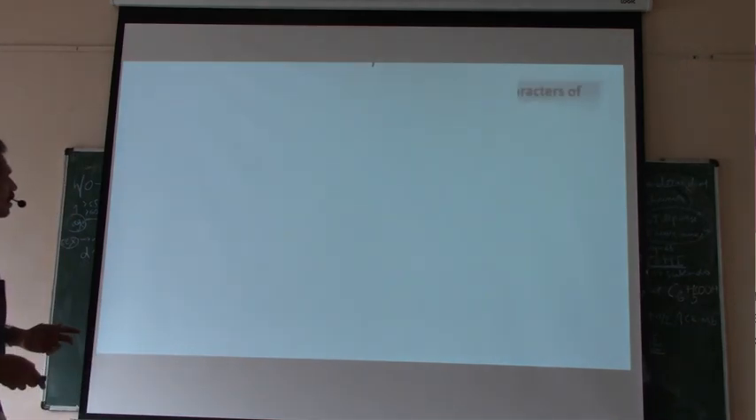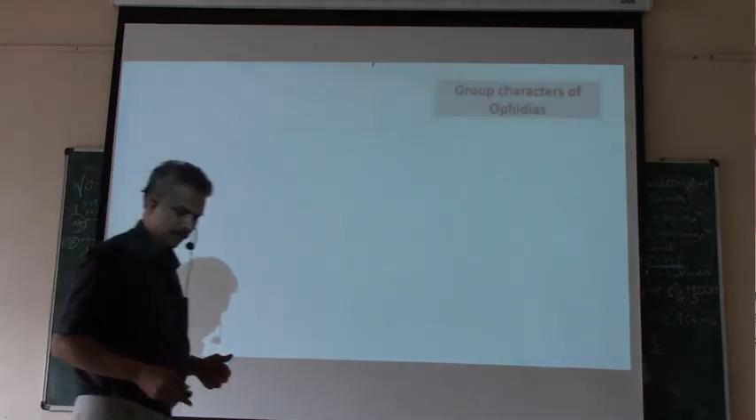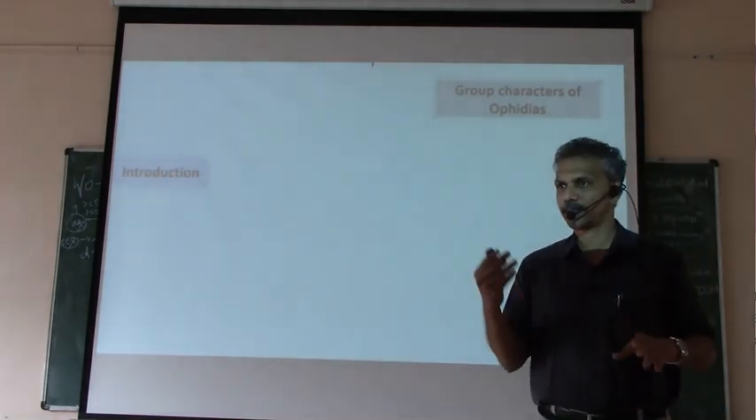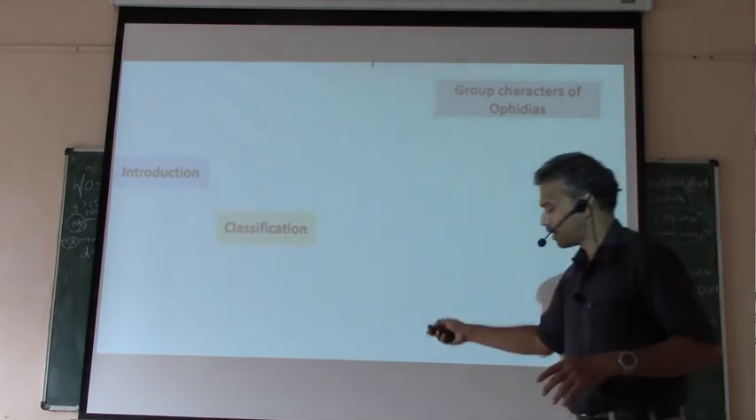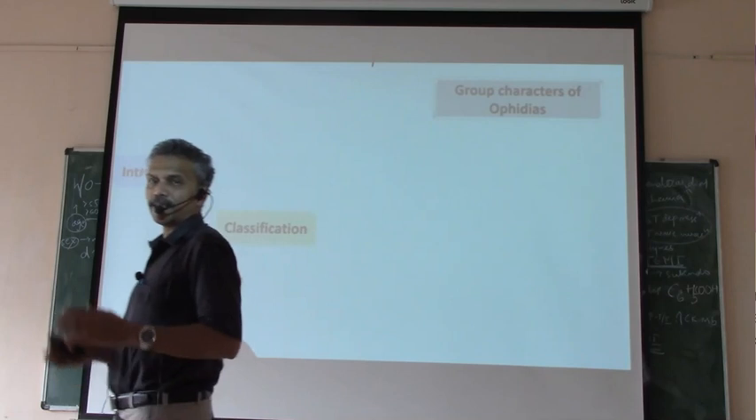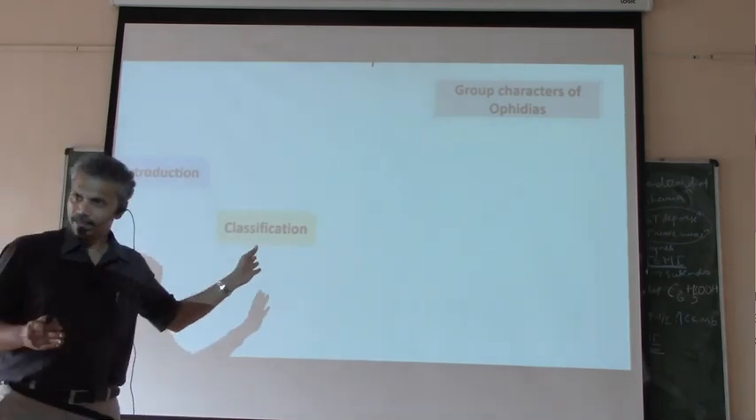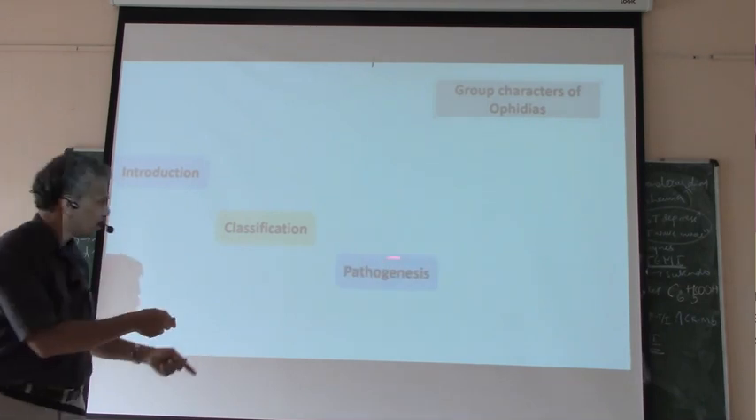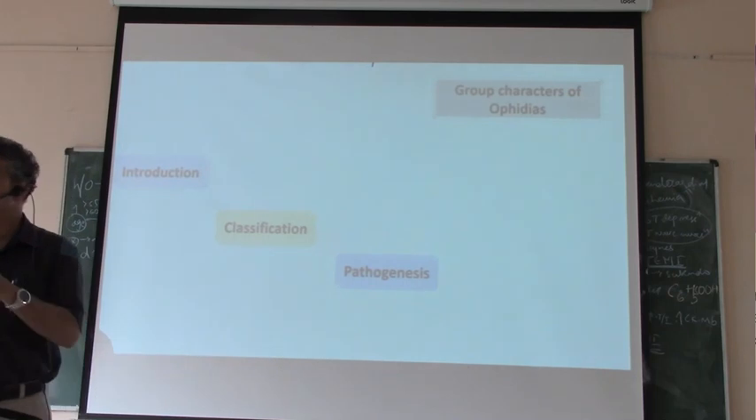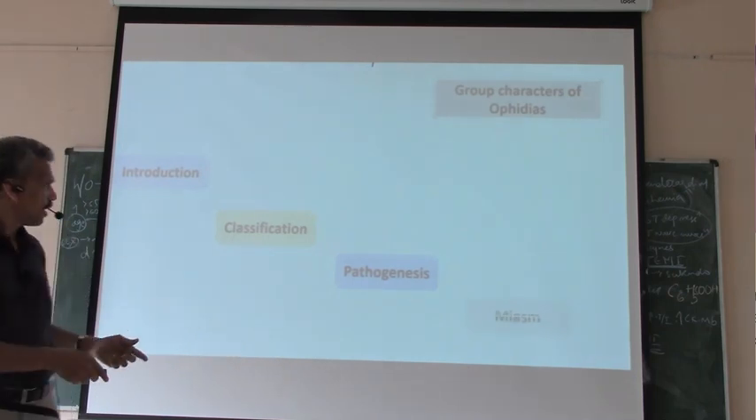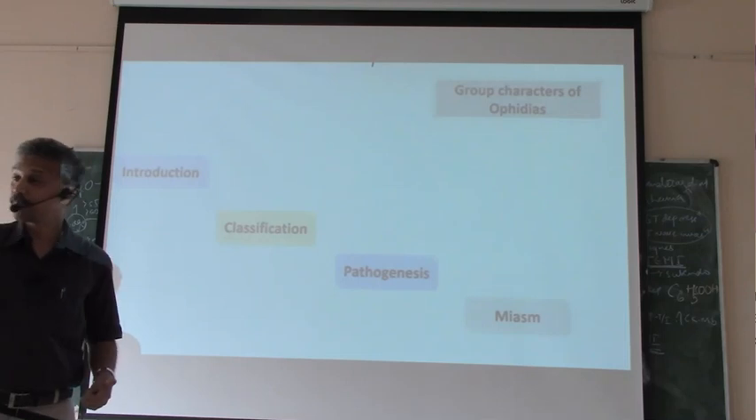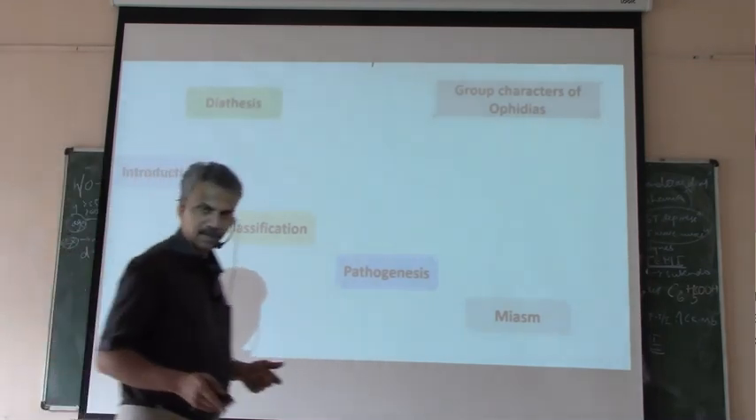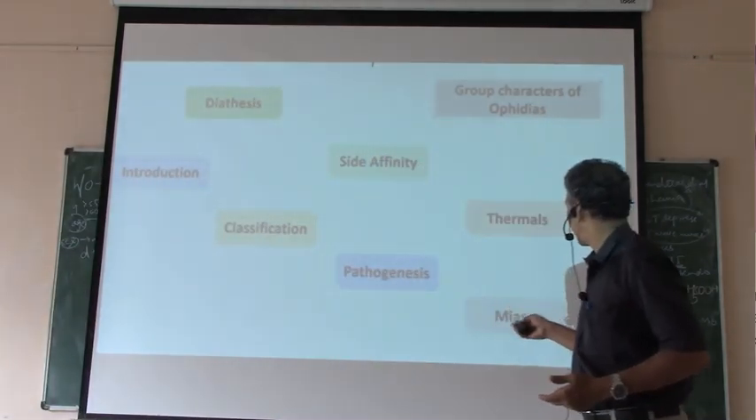Okay. So first thing, to make it more precise, in today's class specifically, I'll be trying to introduce you to Ophidias. Okay. We'll also try to classify snakes. Now what is the idea of classifying snakes? It has some meaning. We'll try to explore a little later, and we'll also look into the pathogenesis. Hopefully in today's class I'll be mainly focusing on pathogenesis. Okay, and we'll look at the miasm, the predominant miasm Ophidia belongs to. Okay, and of course again the diathesis, the side affinity, and the thermals.